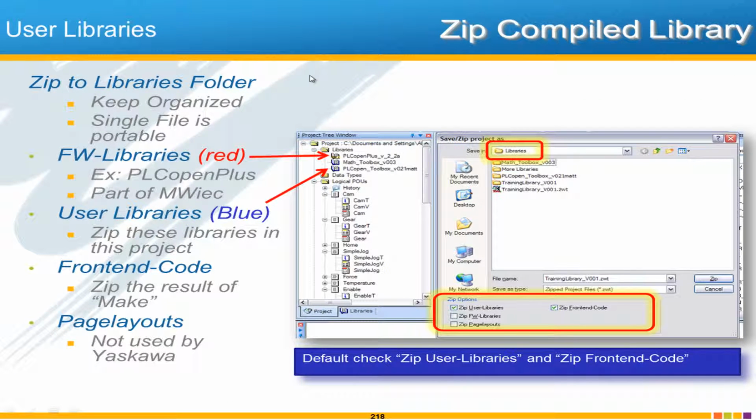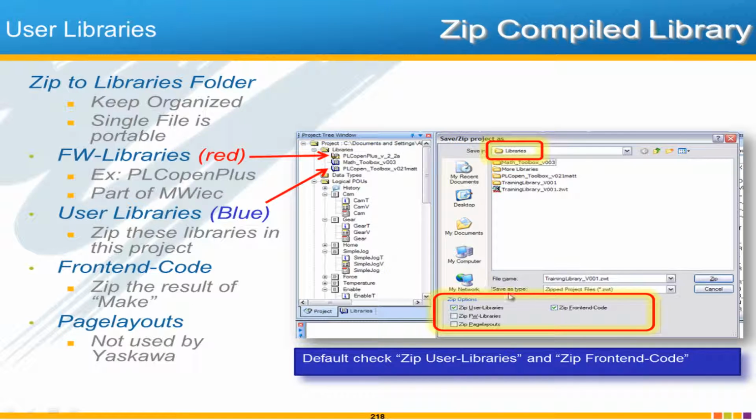I'll just have to do save as zip. My next step is to zip the library. And when I do that, there will be some options. One of them is to zip user libraries, and another one is to zip front-end code. This is important so that you don't have to recompile the library. It takes the result of my last build there, that make, and includes that.